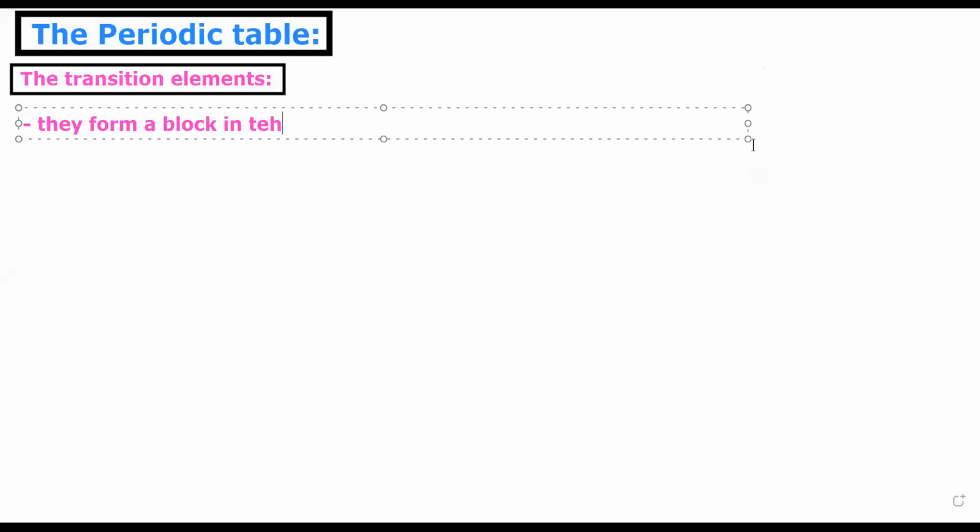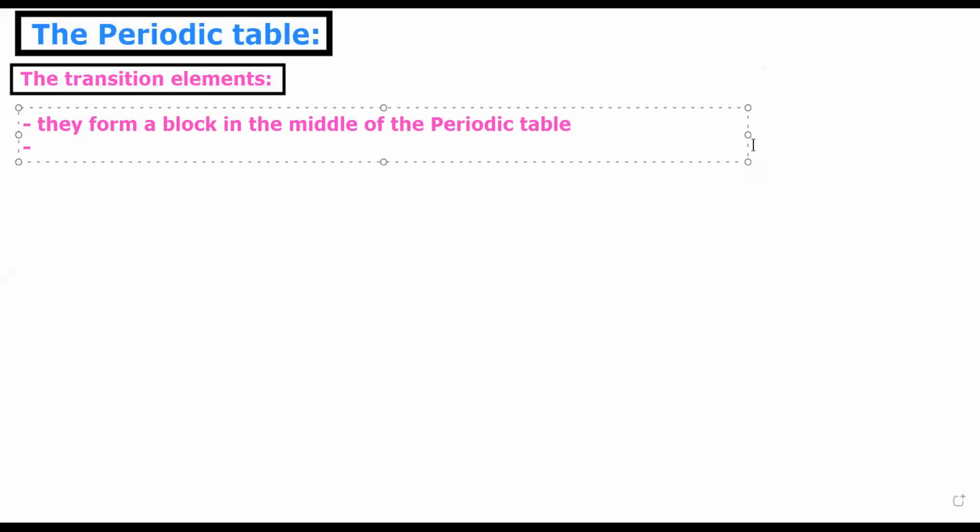Yes, so as we are talking about the transition elements, where are they? They are basically in the middle of the periodic table. They form a block in the middle of the periodic table, as we have just seen. And what are their properties? How many of them are there? This is what we are going to talk about. There are about 30 transition elements.